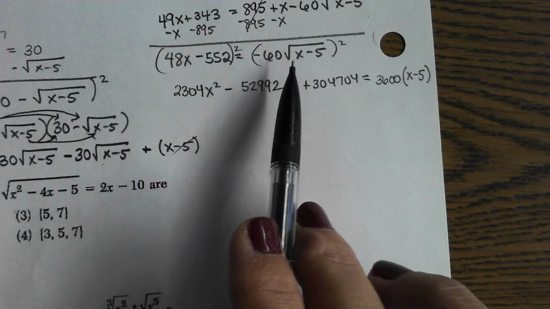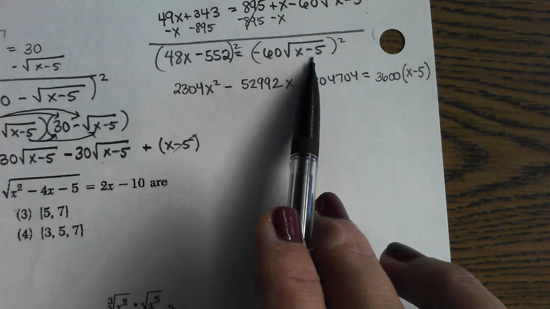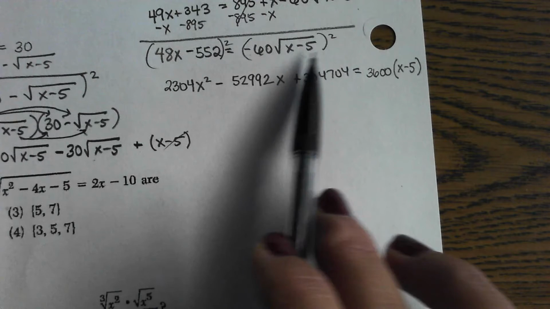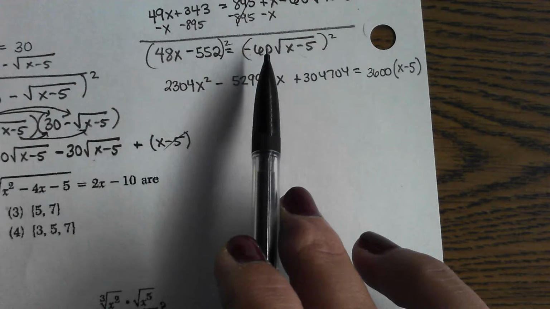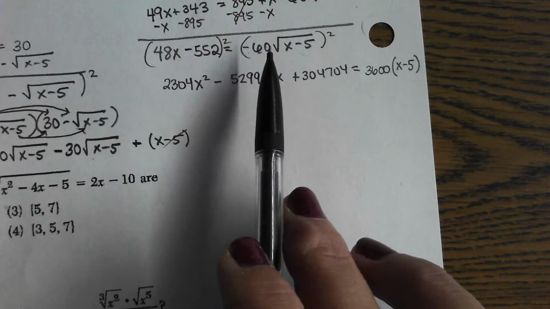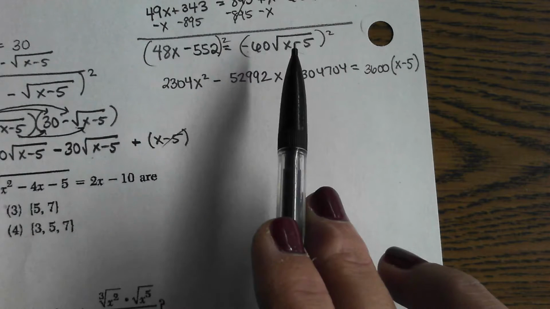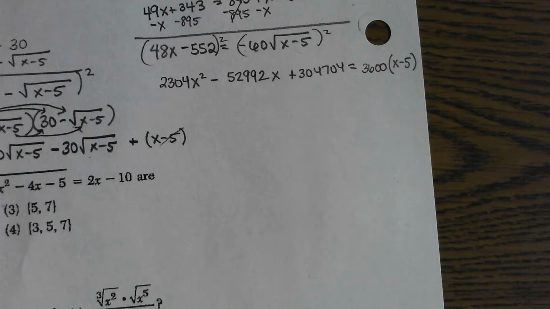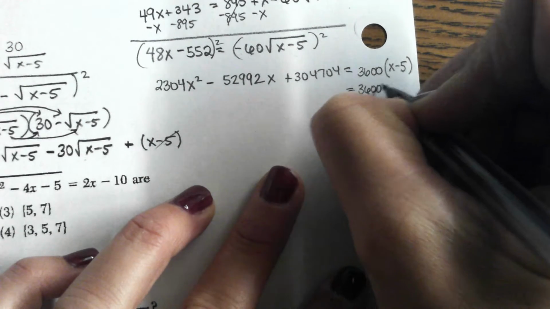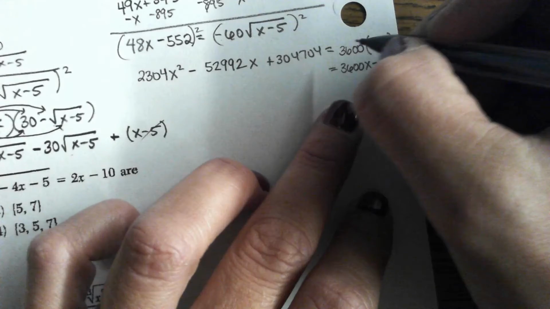Are you seeing this for a minute as a binomial and thinking about foiling? But it's not. It's a monomial. Negative 60 with radical something, even though what is under the radical is a binomial, negative 60 times the radical is just one term. So the negative 60 gets multiplied by the negative 60 to get you the 3600, and the radical gets multiplied by the radical to give you just x minus 5. So that's going to be 3600x minus 18,000.